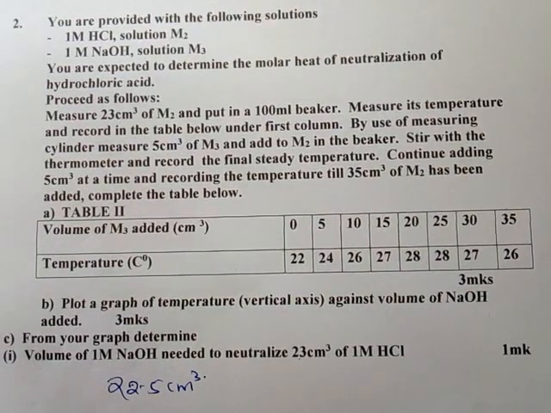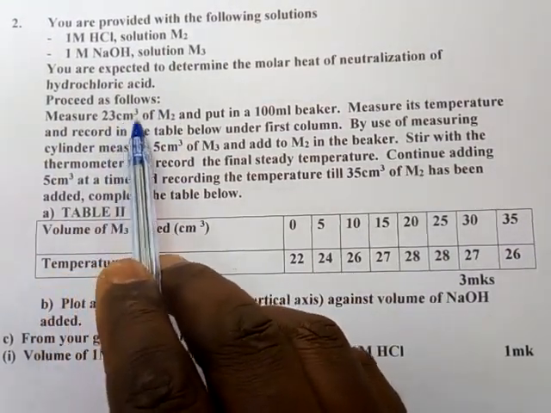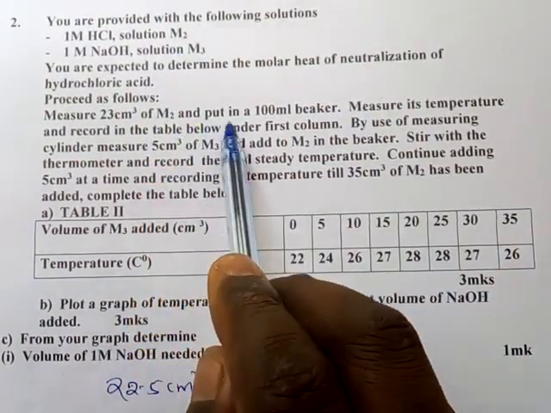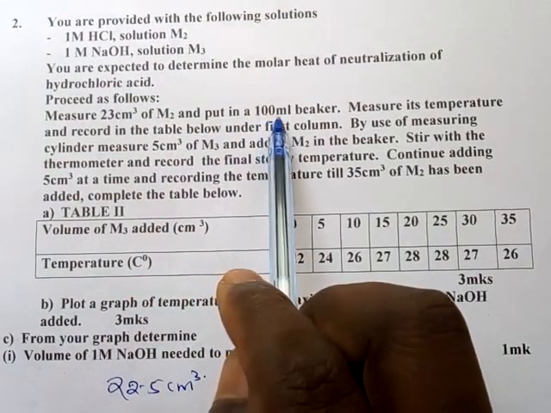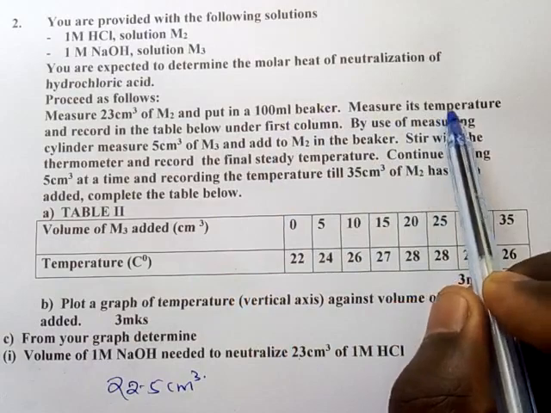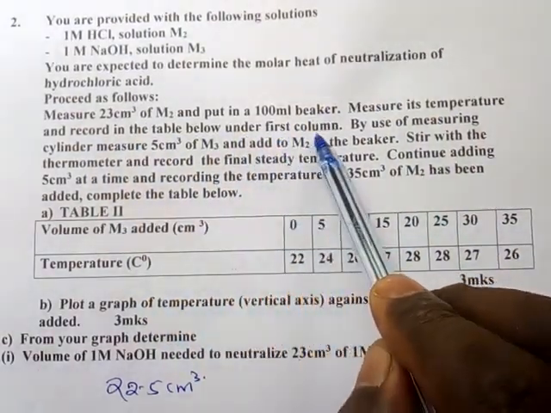You are provided with the following solutions: 1 molar HCl solution M2, and 1 molar sodium hydroxide solution M3. You are expected to determine the molar heat of neutralization of hydrochloric acid. Proceed as follows. Measure 25 cm³ of M2. Remember, M2 is hydrochloric acid, and put it in a 100 cm³ beaker. Measure its temperature and record it in the table below under the first column.